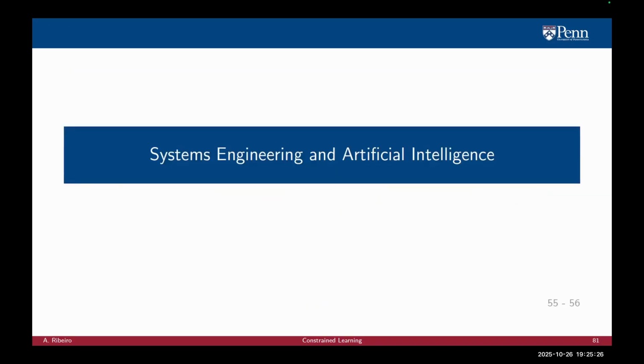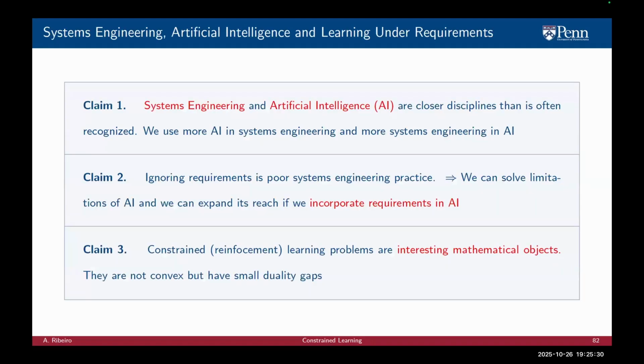Finally, I hope that the following three claims have been substantiated in this talk. Claim number one is that systems engineering and artificial intelligence are closer disciplines than is often recognized. And I think that this cuts both ways. People in systems engineering do not recognize the value of AI for systems engineering and vice versa. And I think that we should use more AI in systems engineering and more systems engineering in AI.